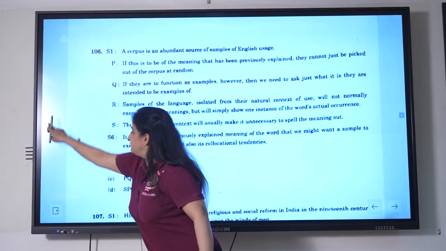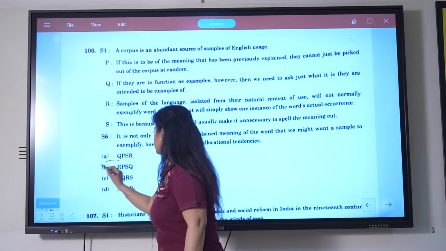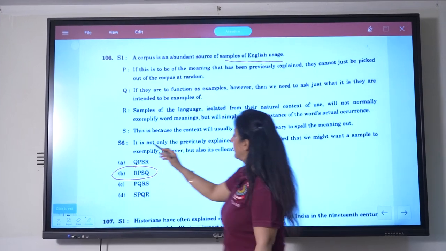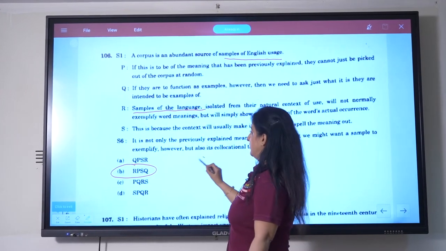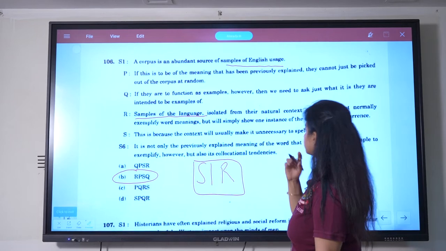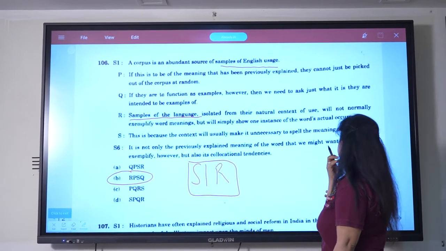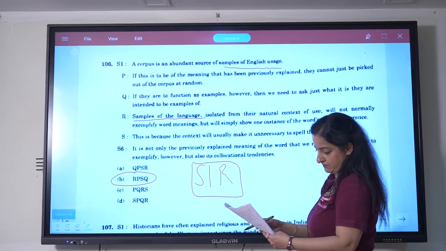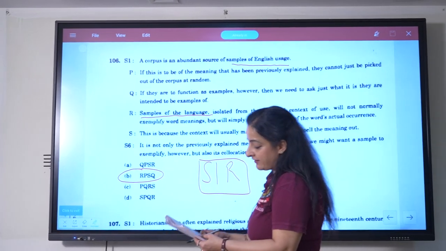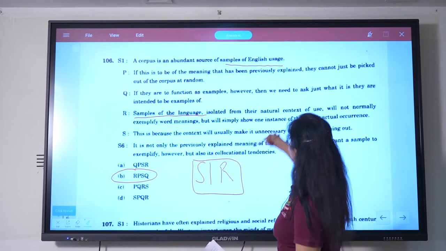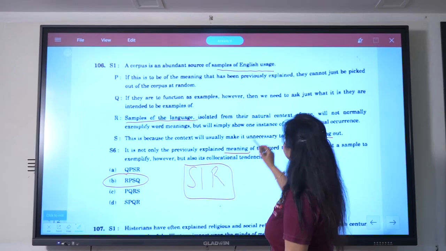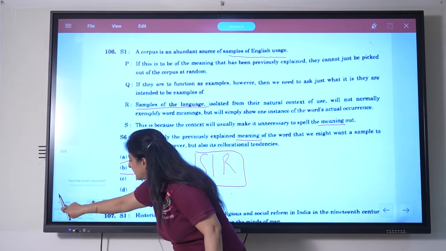One o six, Bravo, is the answer. RPSQ. Samples of English usage, and R also has samples of the language. So that's how S1 and R is the connection. And what else? Actually, the meaning things, all everywhere, wherever they have talked about meaning, that is going in logical progression. Okay, should be enough.